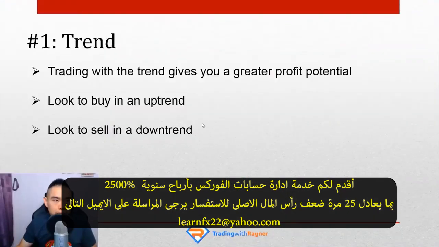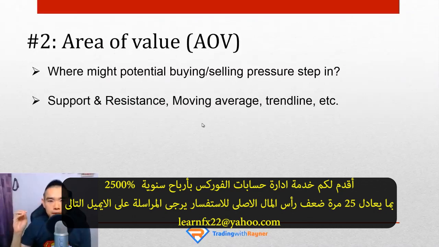Trade with the trend. Number two, identify your area of value. And in essence, this simply means, where might potential buying pressure step in. Right? Especially if you are in an uptrend, you don't want to buy just because the market is in an uptrend, right?